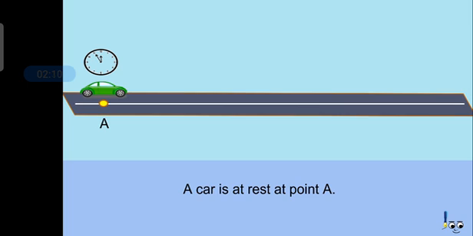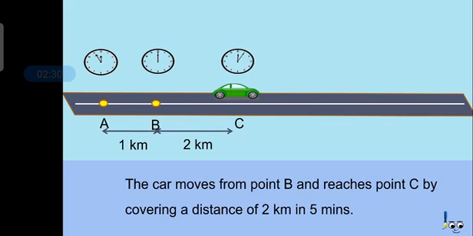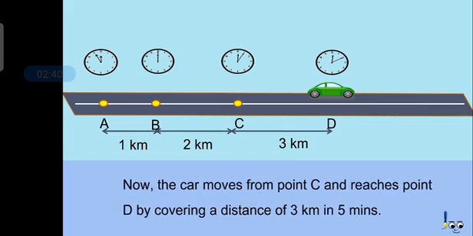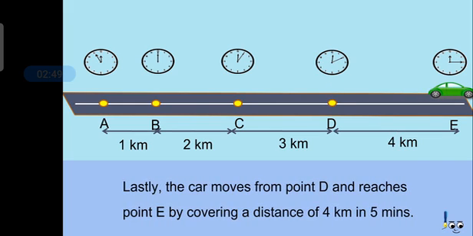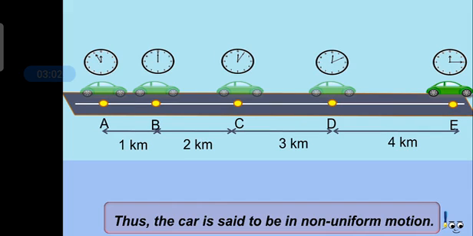Let's take the same example just like we did for uniform motion. A car is at point A at time 11:55, that is, it is at rest. After 5 minutes, the car has moved from A to B covering a distance of 1 kilometer. Next, at 12:05, the car has moved from point B to point C covering a distance of how much? 2 kilometer. And then at 12:10, the car has moved from C to D covering a distance of 3 kilometer. And at 12:15, the car has moved from D to E covering a distance of 4 kilometer. Yes or no, children? Thus the car is said to be in non-uniform motion. Why? Because at equal intervals of time, it is covering unequal distances.